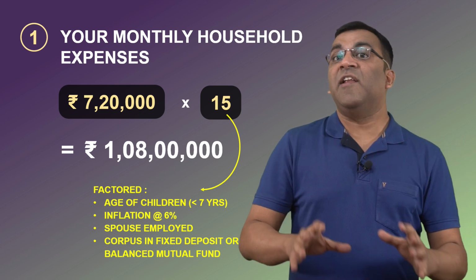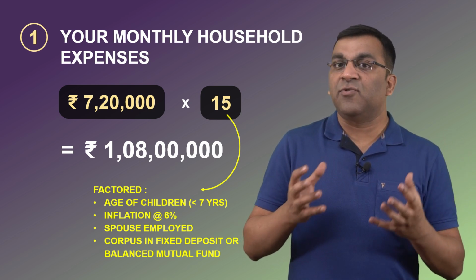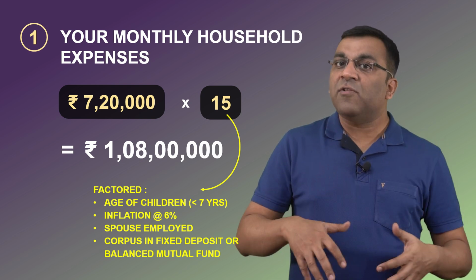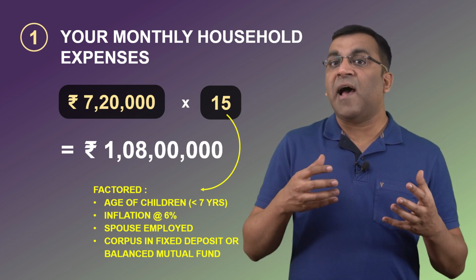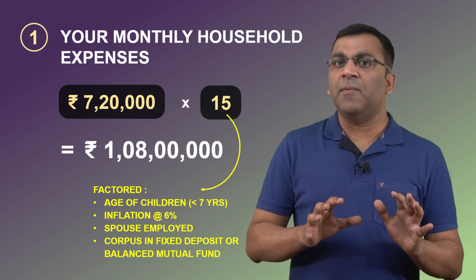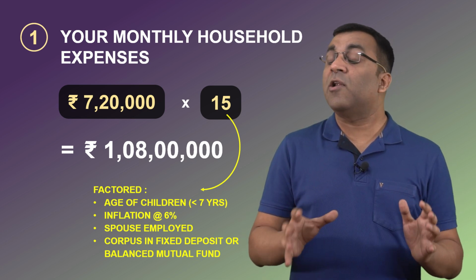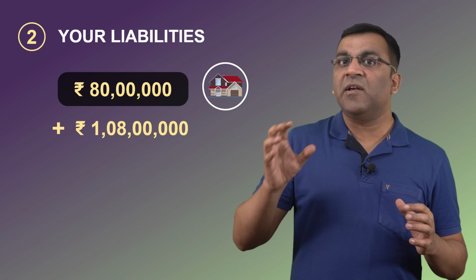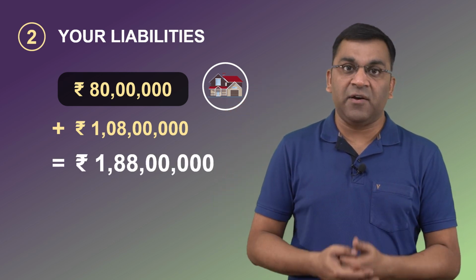Also, there is inflation that is likely to grow at 6 to 8%, and this multiplier also assumes that your spouse might have to restart working and that the 1.08 crores would be responsibly managed via a fixed deposit or a balanced mutual fund. Step 2 is where one factors in the liabilities, and let's assume there is an existing home loan with an outstanding of 80 lakhs.